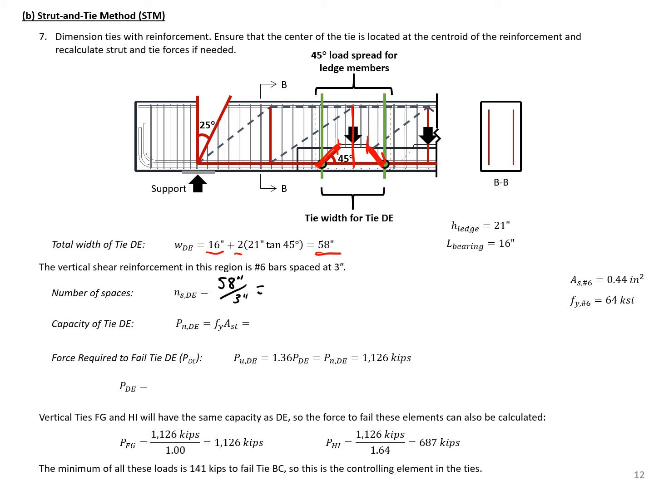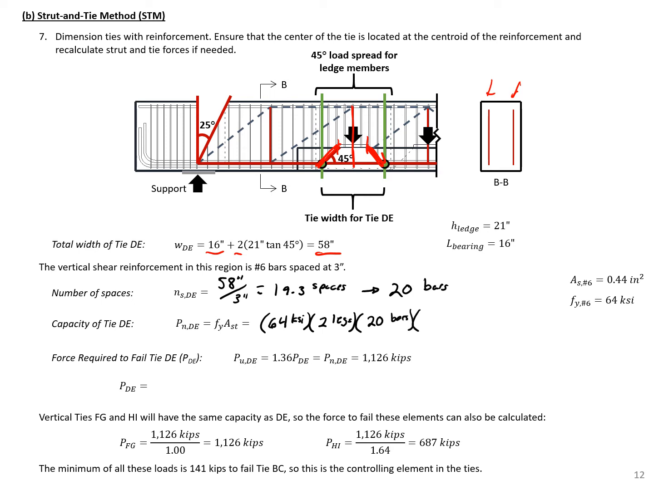So this will give us a total of 19.3 spaces. So 19.3 spaces means that we have 20 bars in this region. So the capacity of our tie then is going to be equal to the yield strength of the steel here, which is 64 KSI, times we have 2 legs of reinforcement. So again, here we have 1, 2, and 20 bars.